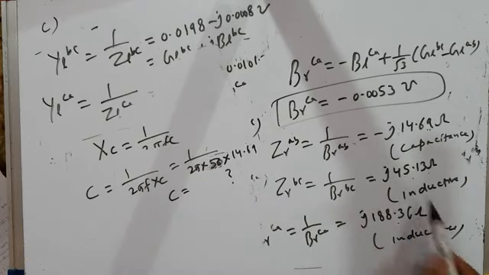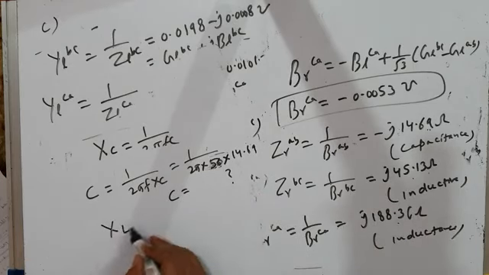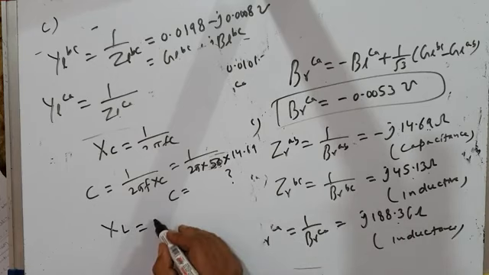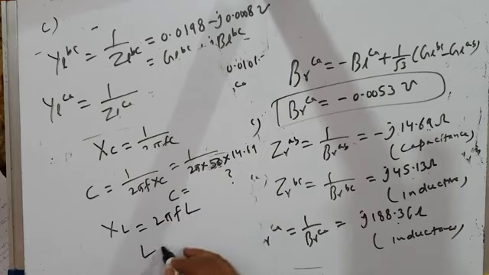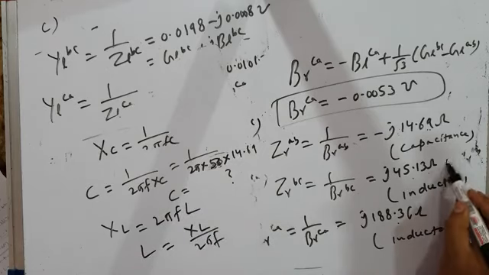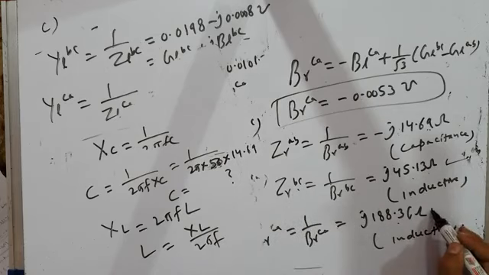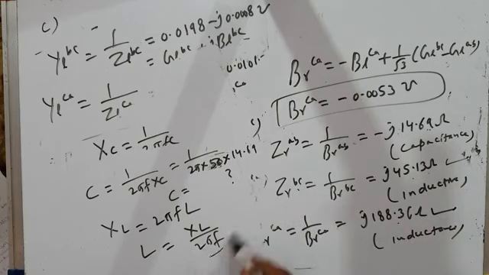Similarly, if you have to find inductive, see inductive reactances are given here. Inductive reactance is 2 pi f L. यहाँ से इंडक्टेंस आपको मिलेगी XL by 2 pi f. ये XL है BC ब्रांच की, ये XL है CA ब्रांच की. We can find inductance values. This is how you design your compensator.